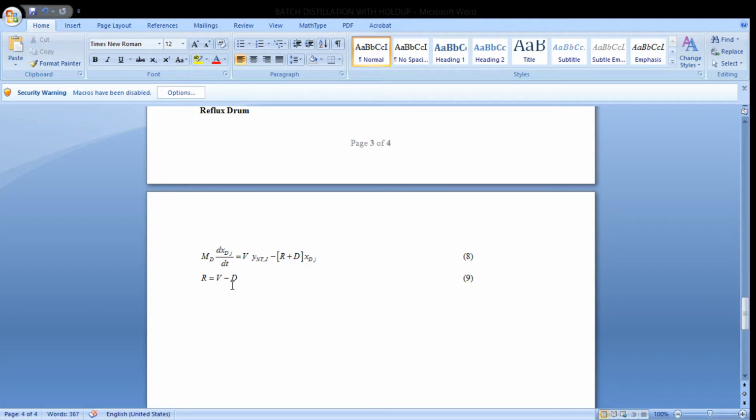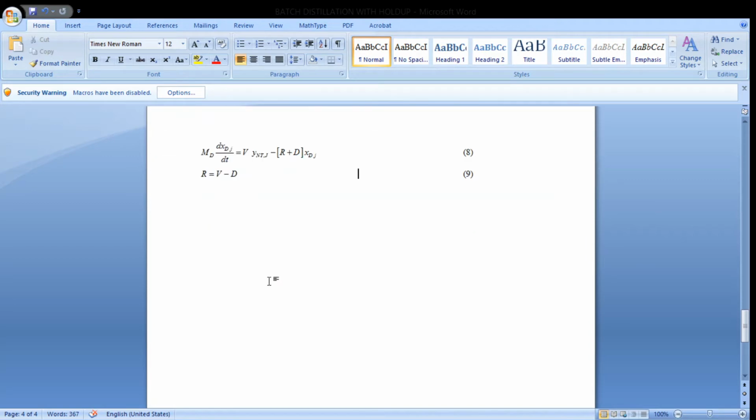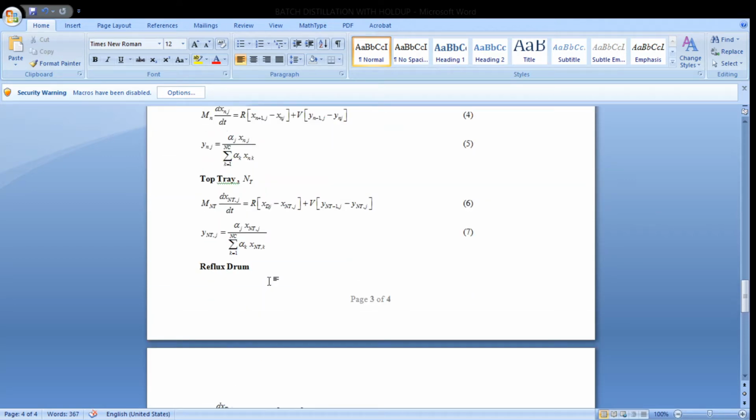So these 9 model equations can be solved under steady state operations, and we can get the desired result in this particular format.